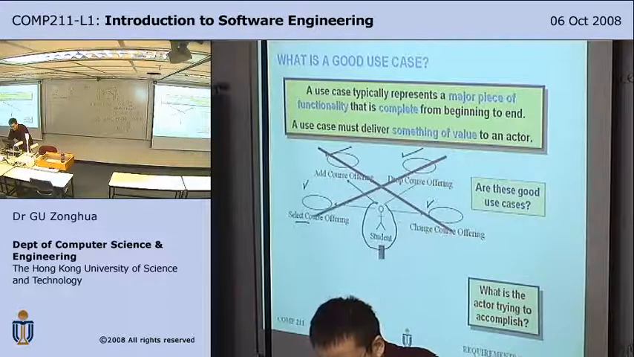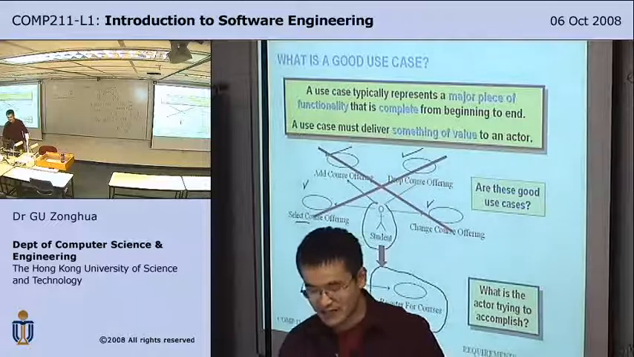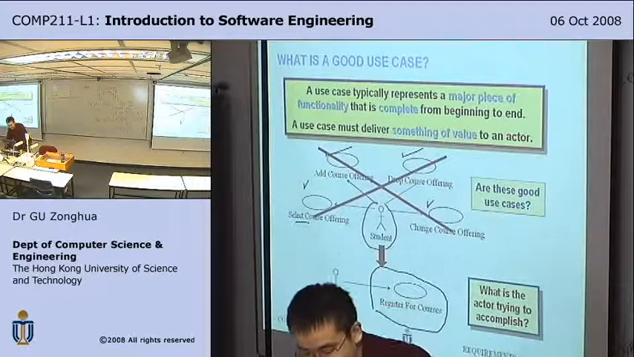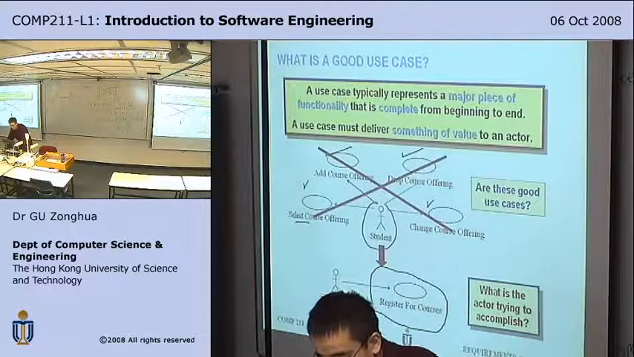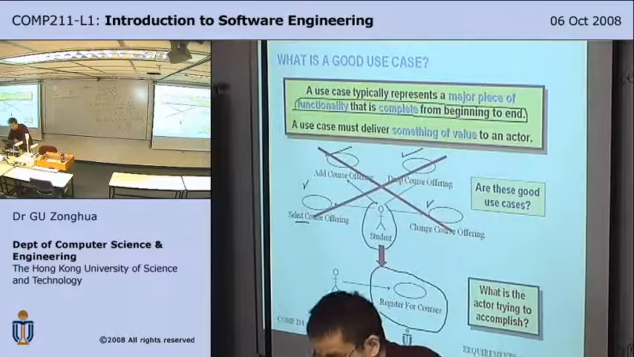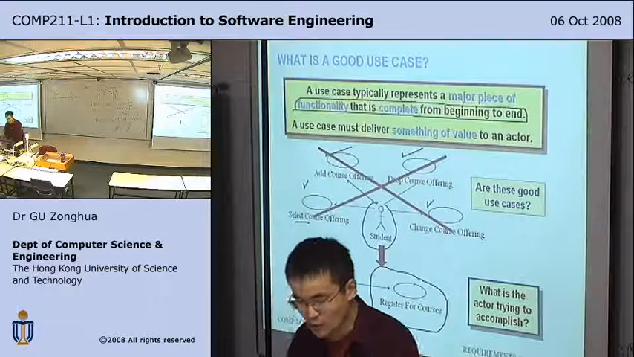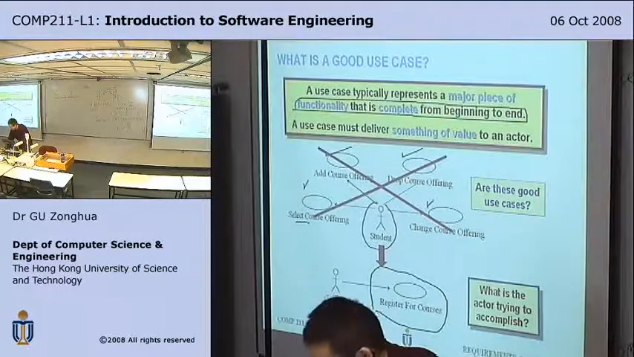So we design it as a single use case, register for courses, which includes 4 functionalities: add, drop, change, and select. These are pieces of functionality, while register for courses is this major piece of functionality that is complete from beginning to end. So we make it more coarse-grained instead of fine-grained.